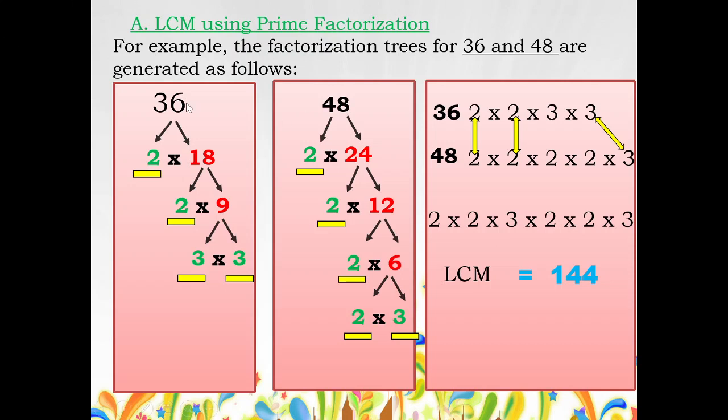Okay, again, i-factor muna yung 36 and 48, and then i-underline yung mga prime numbers ng bawat number, and then isulat dyan, and then kunin yung common factor, yung may kaparehas. Pag nakuha nyo na yung may mga kaparehas, ipagsama-sama nyo na siya, yung 2, yung 2, yung 3 dito, at yung 2, yung 2, at yung 3 dito. Then, i-multiply nyo silang lahat. So, ang sagot niyan, yan yung magiging LCM na 144.